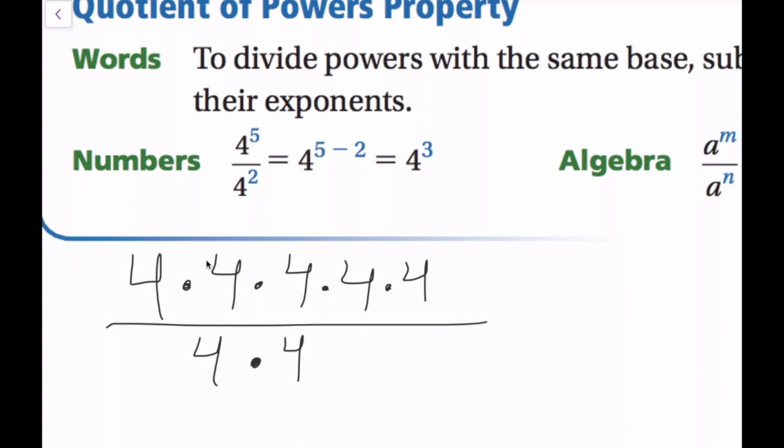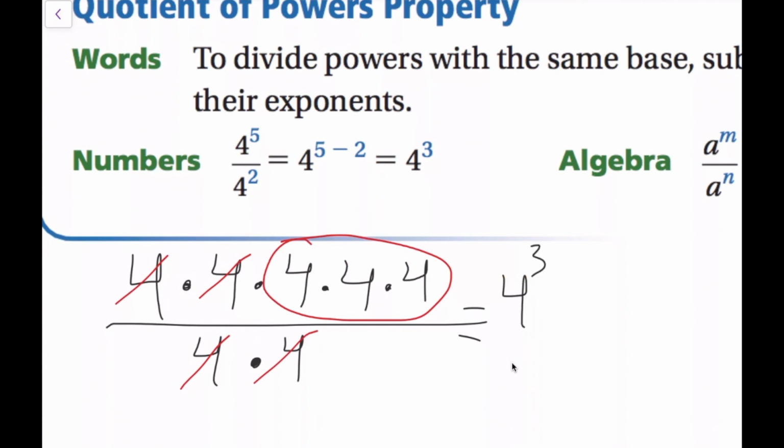So what I'm really doing is I'm basically canceling out 2 4s from the top because I have 2 on the bottom. So let's say I cancel this out, and then one more pair of 4s on the top and bottom. Now all I'm left with is just 3 4s that are being multiplied by each other, and that is equal to 4 to the 3rd power in exponent form. And that is why this property works.